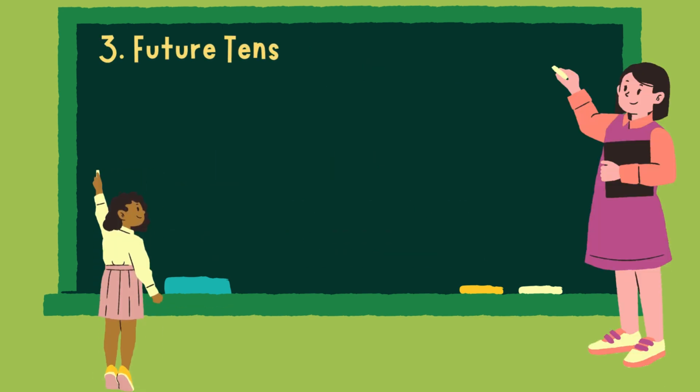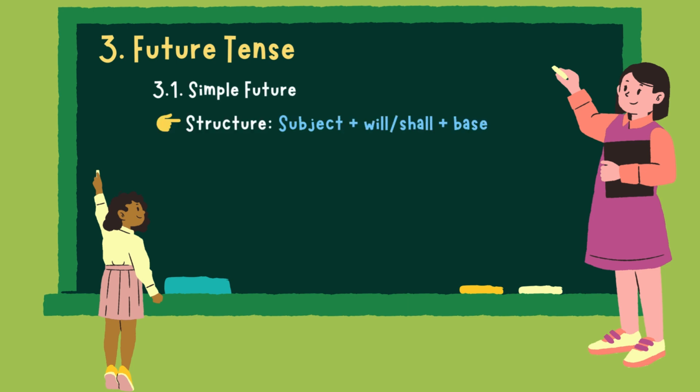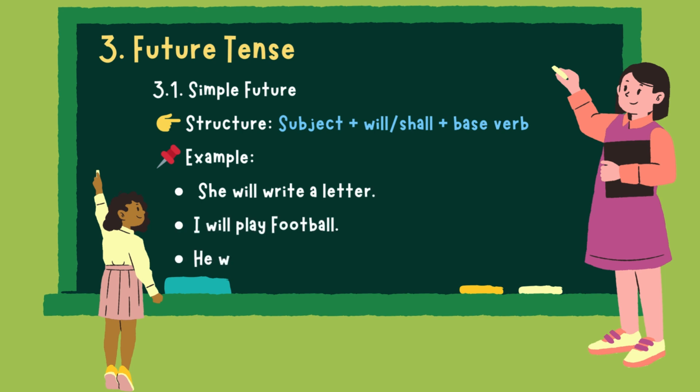Future tense. 3.1, simple future. Structure: subject plus will, shall plus base verb. Example: she will write a letter. I will play football. He will watch television.